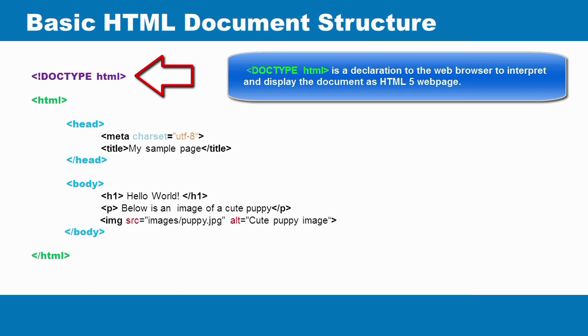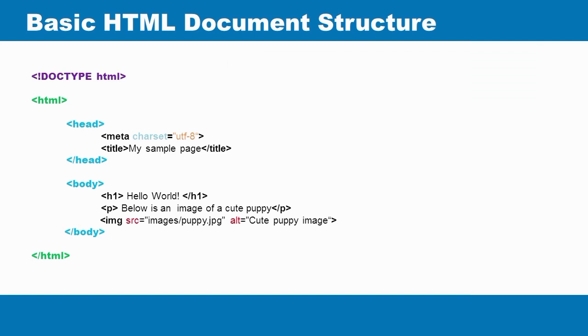So I'm basically saying the document type is an HTML document. The way you write the doc type, you do the less than sign, exclamation mark, doc type, and then HTML, and then a greater than sign.